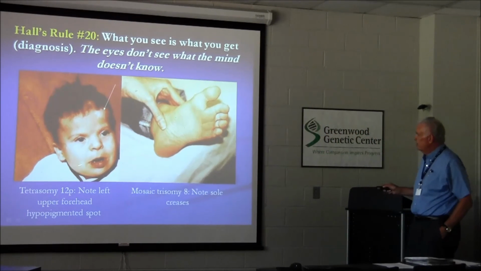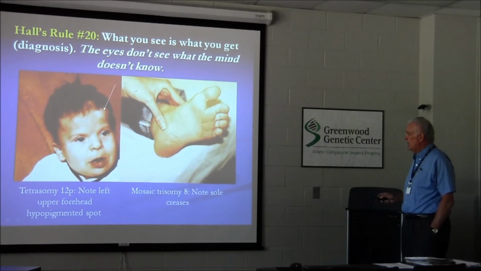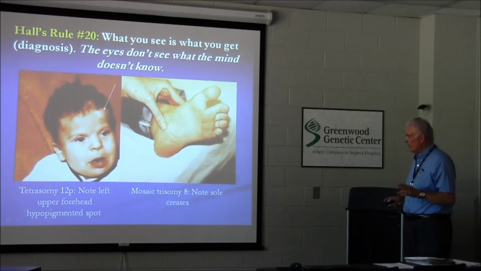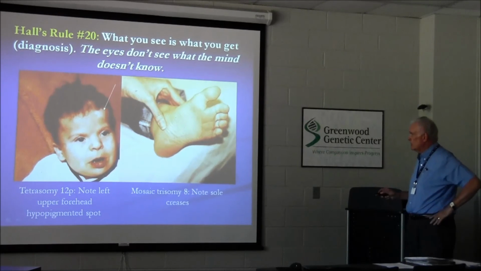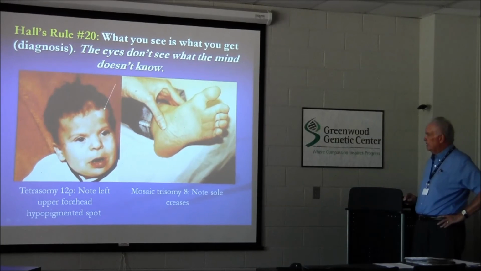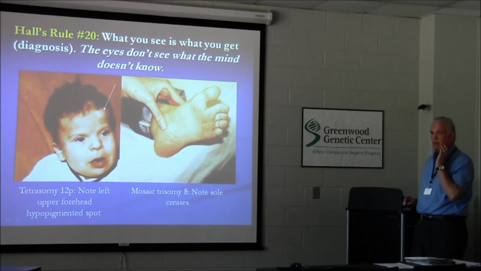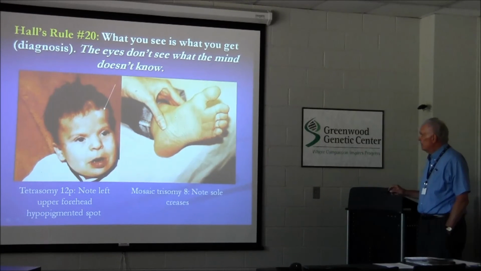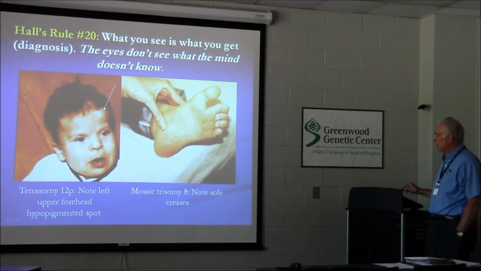And here's an individual that has tetrasomy 12p, and there are many interesting features in that condition, but one of the most interesting to me is the incidence of hypopigmented areas, particularly on the forehead, often to the side. This is very typical. There's about 10 cases in the literature, plus I have 4 cases that have tetrasomy 12p with this unusual hypopigmented spot on the forehead. Other conditions have these features that if you look for them, they're usually there.